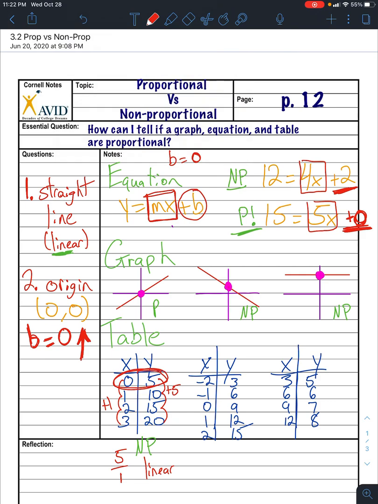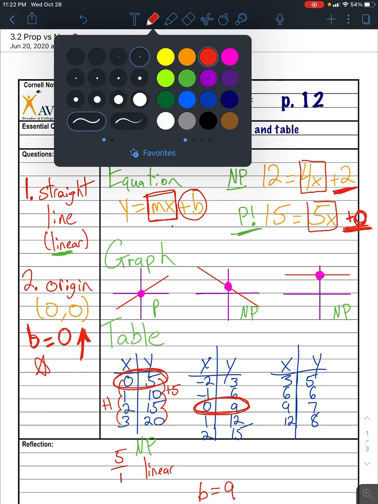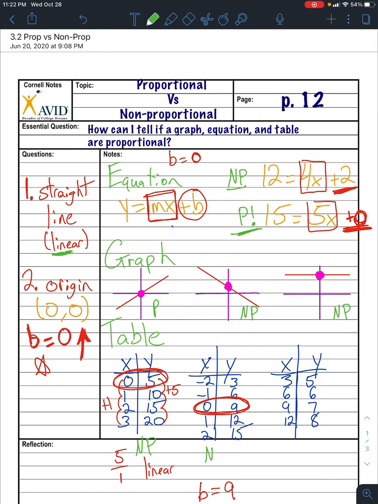Same thing over here. I'm going to check. I'm going to find my y-intercept. It is at positive 9. So I'm going to write b equals 9 because that's my y-intercept. My y-intercept is not 0, which I need. So this one is going to be non-proportional.